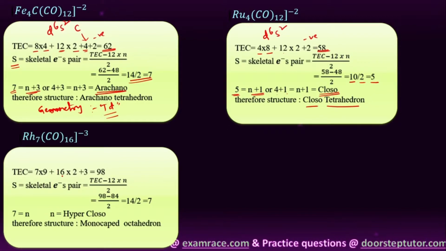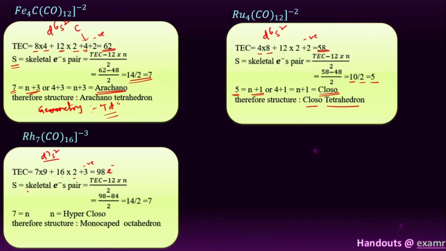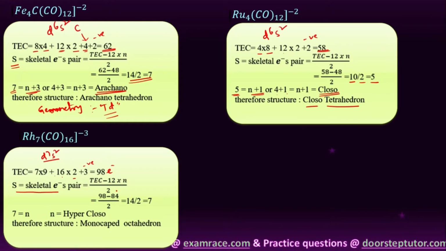Next, the last example we will see. Here is rhodium, which belongs to the cobalt family. So generally 7 into 9, plus 16 into 2. The negative charge is minus 3. So that is equal to 98 electrons. Therefore S, the skeletal electron pairs, is equal to the total electron count minus 12 into n, by 2. That is equal to 7, right?